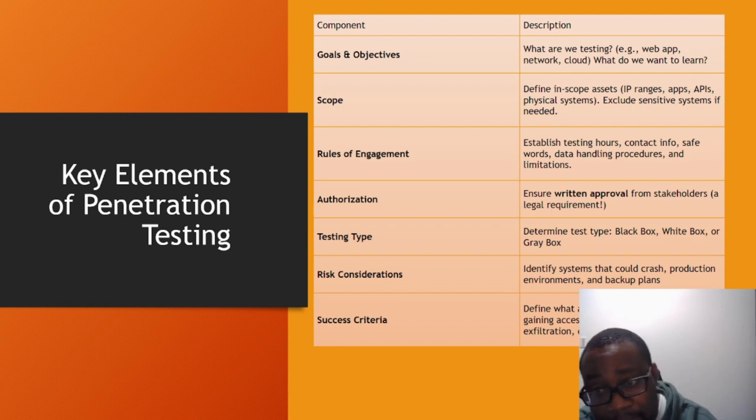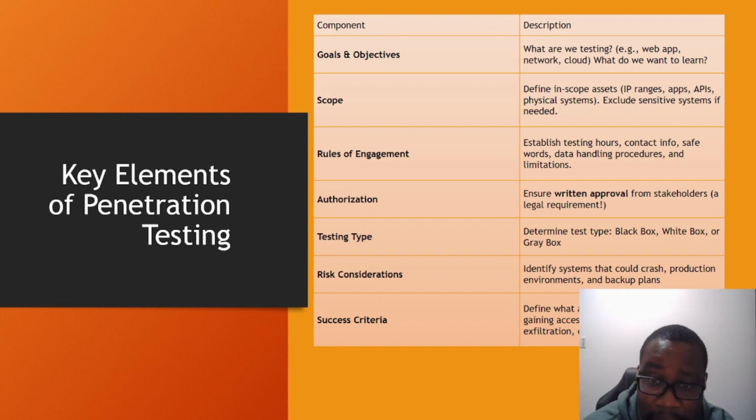Testing type. Is it a black box test? Is it a white box test? Is it a gray box test?